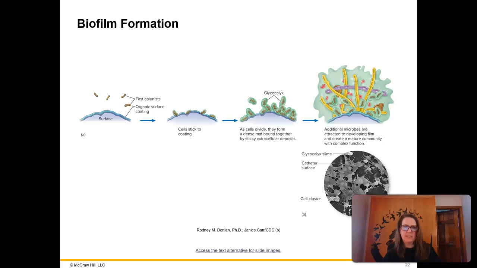So here's a step-by-step picture showing us the development of biofilm, and you can see that biofilm becomes a place that other bacteria can live as well. And so now you have essentially a community of bacteria in your biofilm.